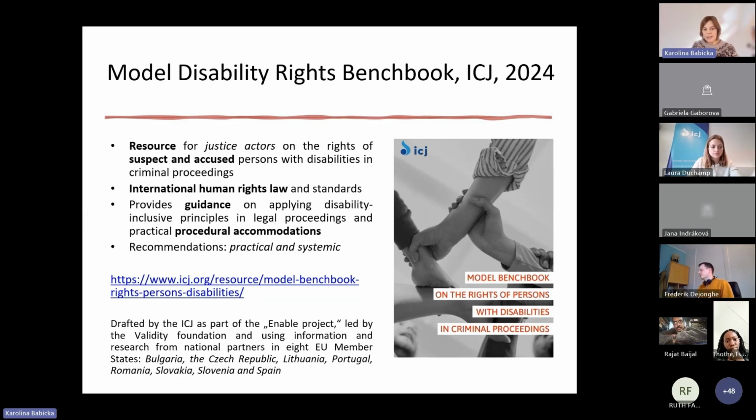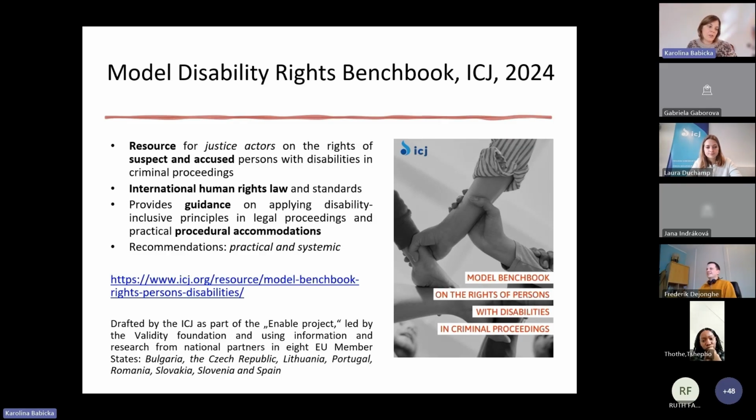We drafted this benchbook as part of a project led by the Validity Foundation, using information and research from national partners in 8 EU member states. During the project, the national partners have also been developing national benchbooks really adjusted to the national context in their countries.